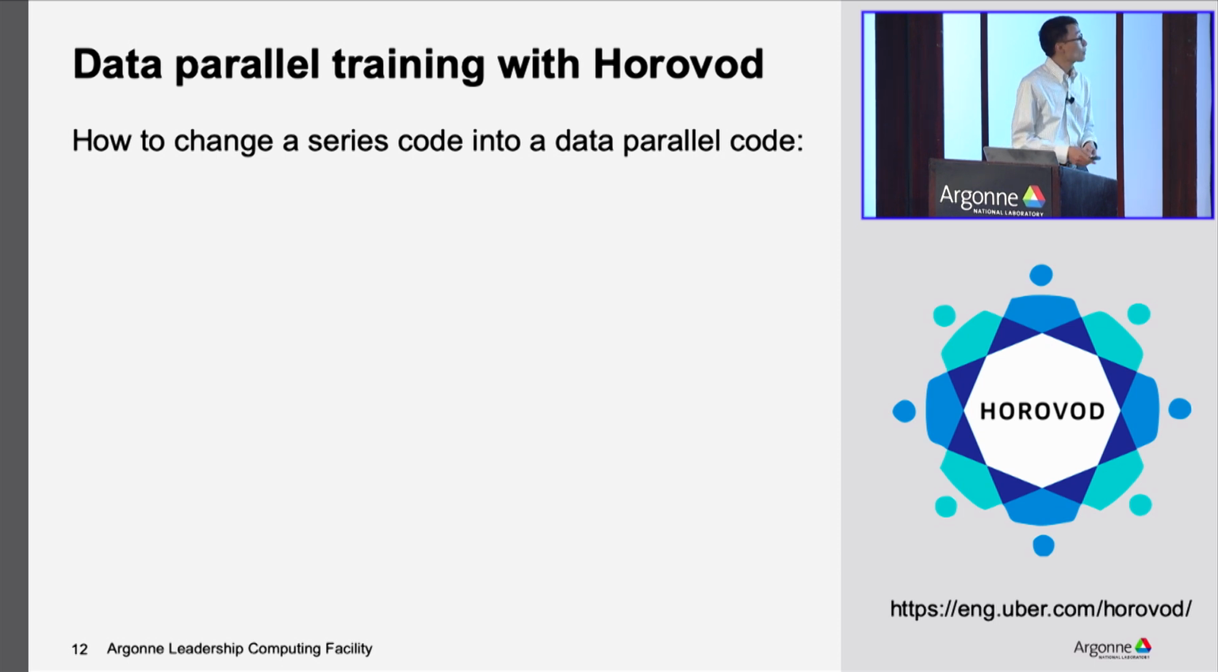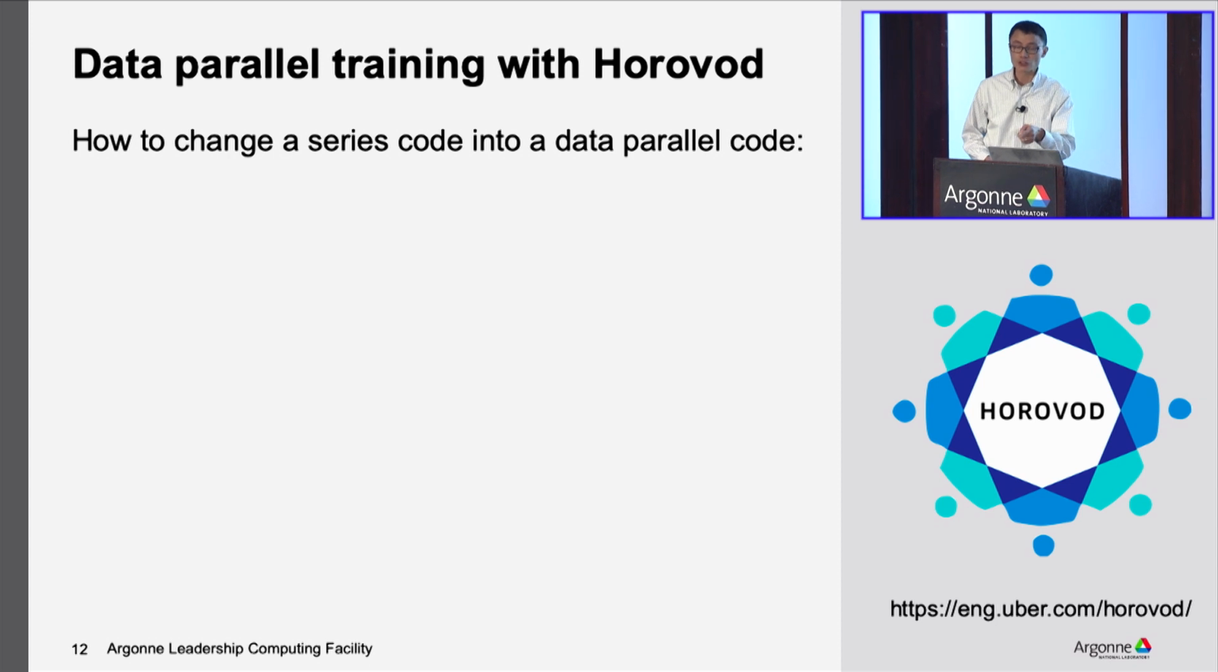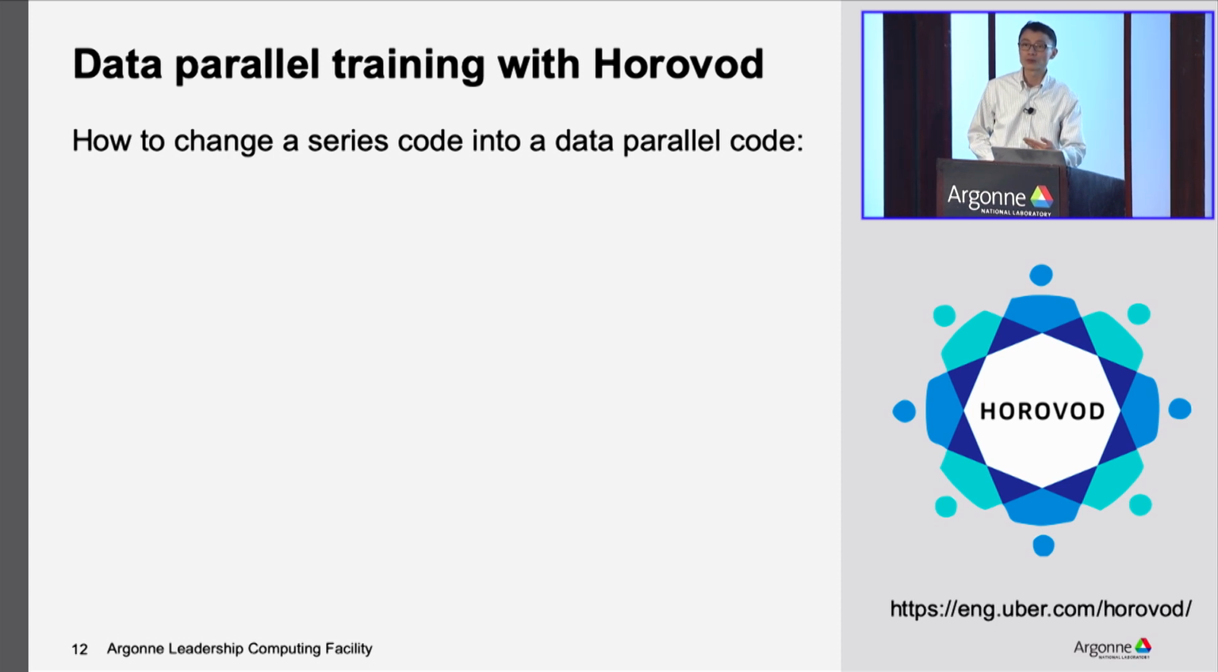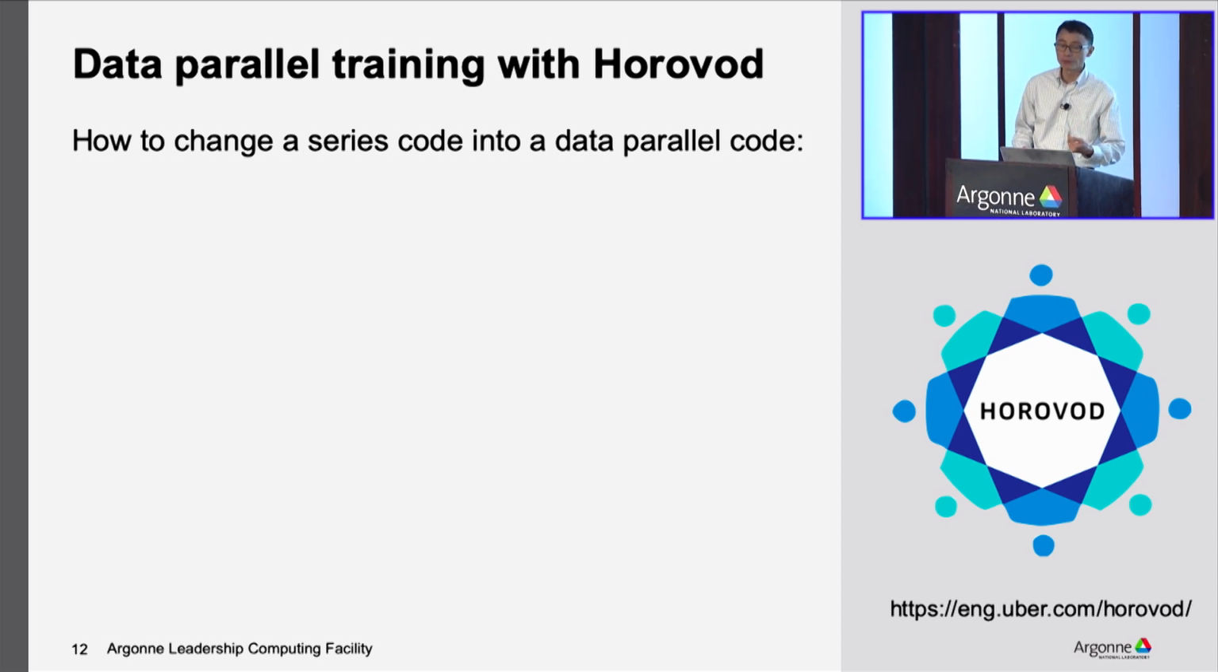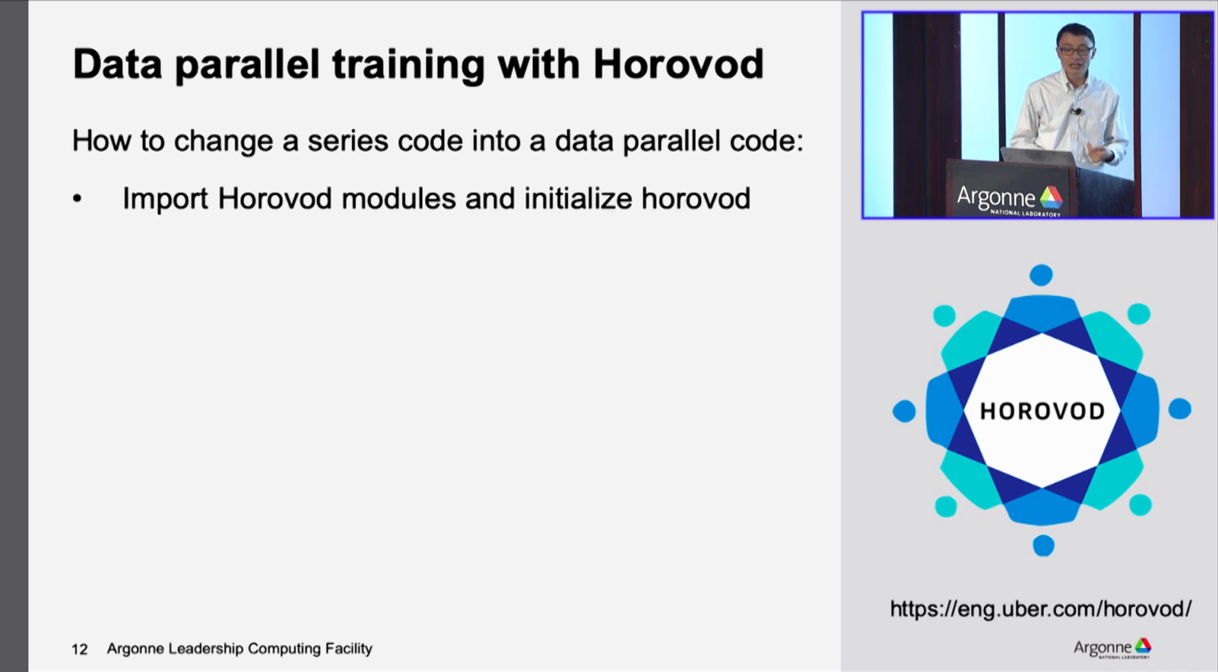So in practice, there is a package called Horovod to help distribute your training. And it is very simple. If you have serial code, like you run on your desktop, you can make a very minimal change to make it run at large scale. And these are the steps that you need to do to change your code to make it run in parallel.